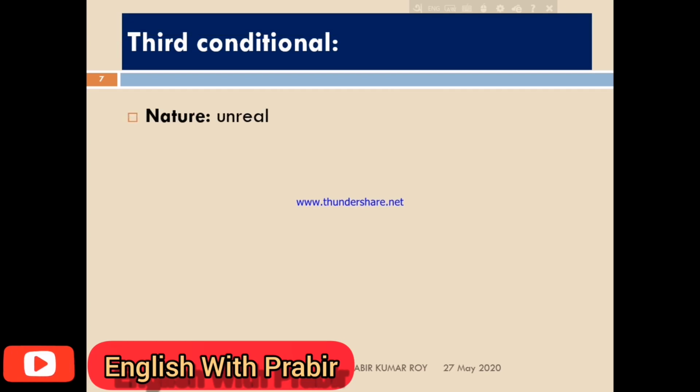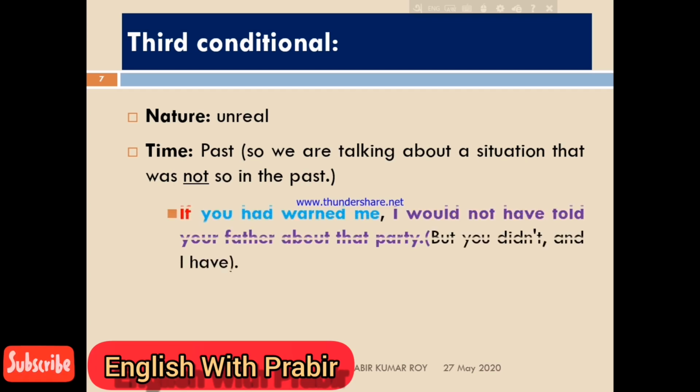Okay, now third conditional sentence. It is also unreal. Why? Because it cannot be fulfilled. Okay, look at the sentence. If you had warned me, here the subordinate clause is in past perfect. Why? Because here we have had and the past participle form of the verb. If you had warned me, I would not have told your father about that party. But you did not, and I have. Actually, it cannot be made to come true. So it is unreal condition.